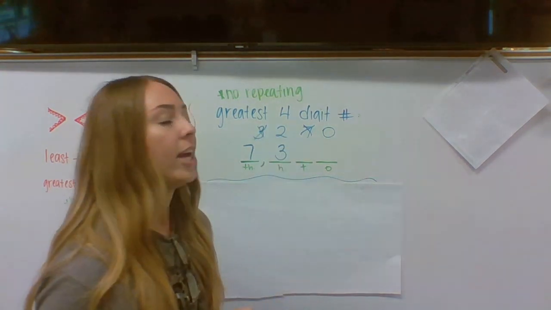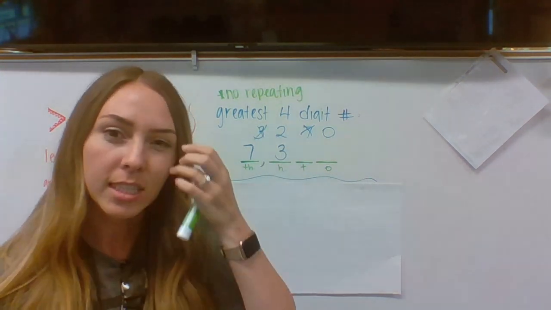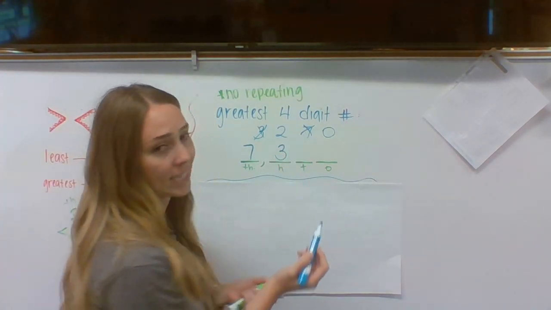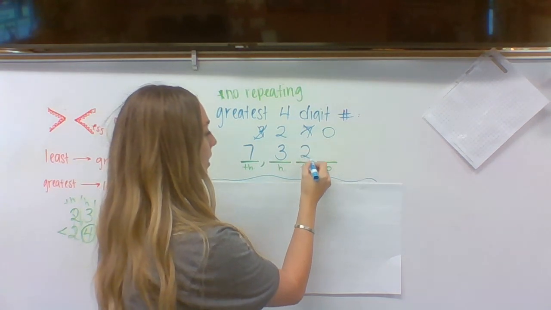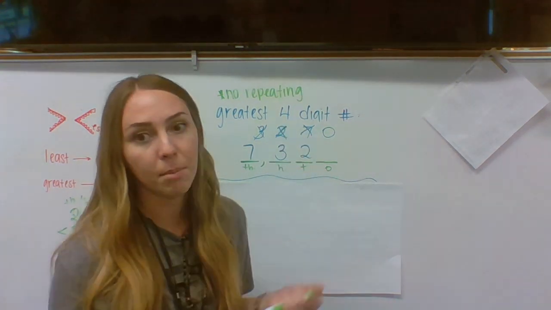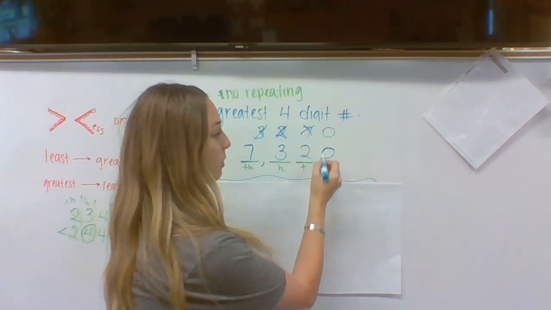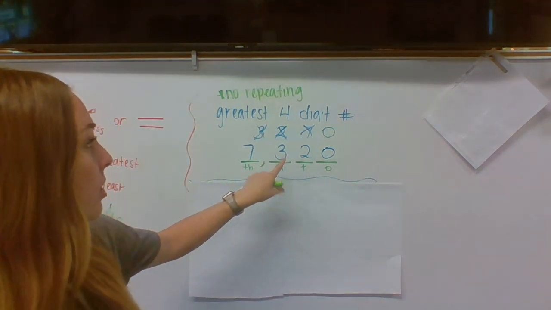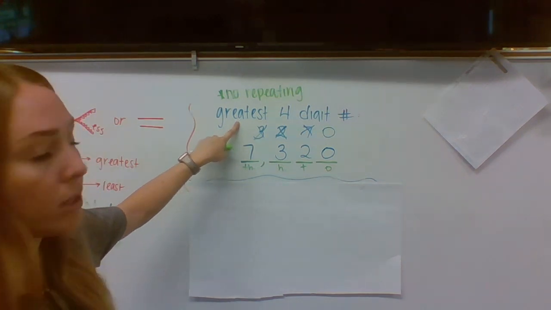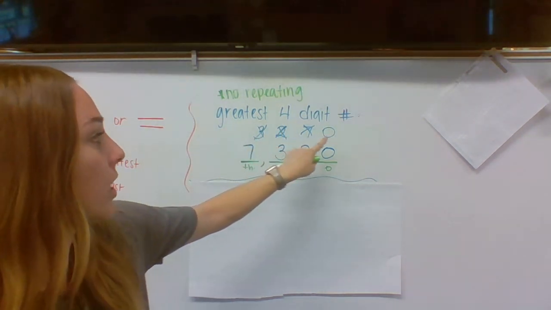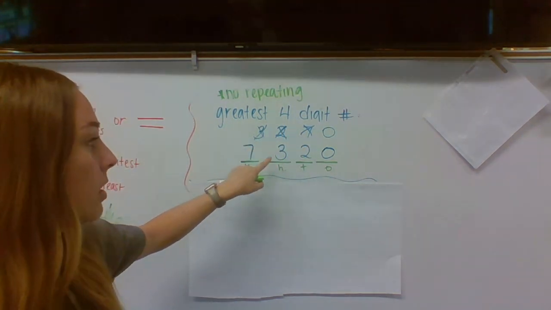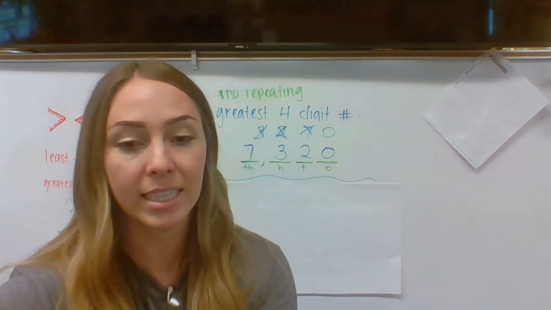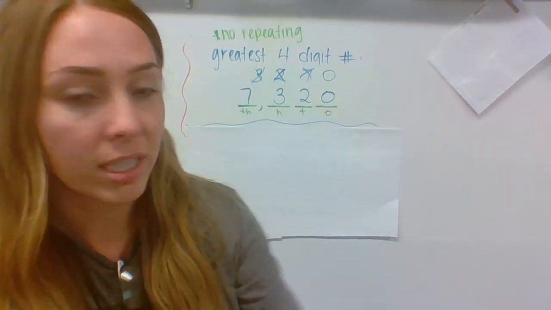Done. Now I have a 2 and a 0, so the same thing continues. Hopefully you guys are starting to notice a pattern here. 2 is the next biggest, so I'm going to put it in the tens. And then finally 0 is the smallest, so I'm going to put it in the place value that's worth the least, which is the ones. So this is the largest 4-digit number I can make using only these digits, 7,320. I want to do the same thing, stick with me, for the smallest digit.